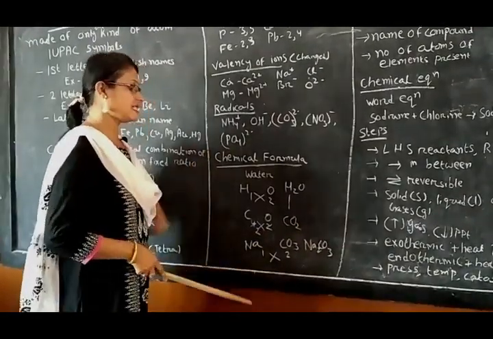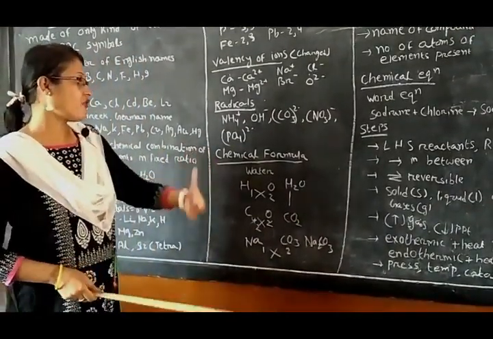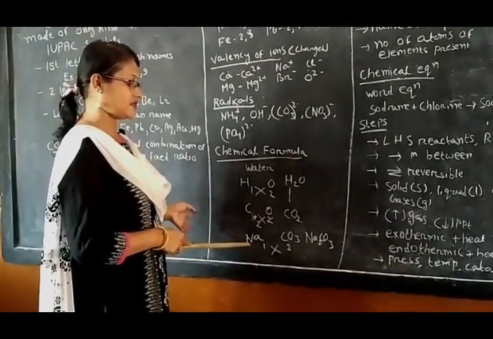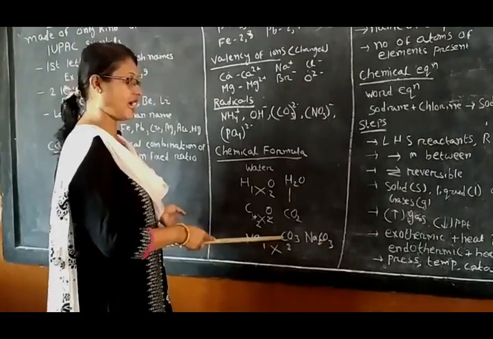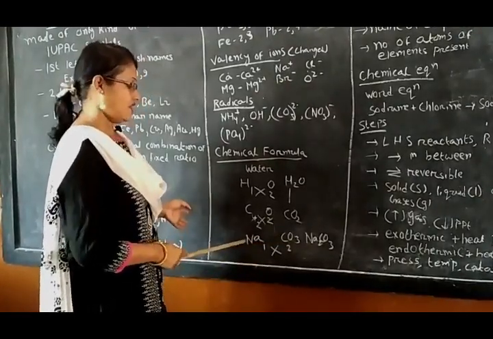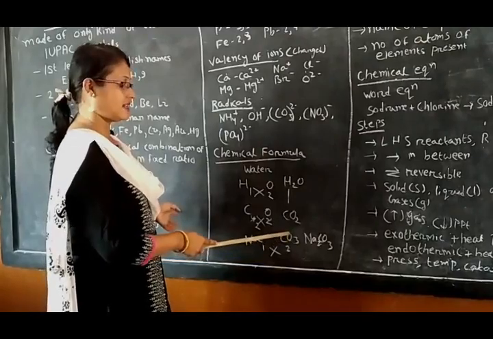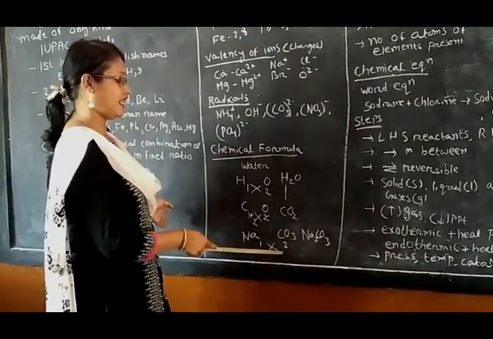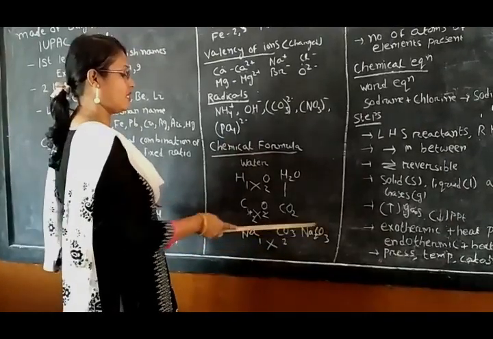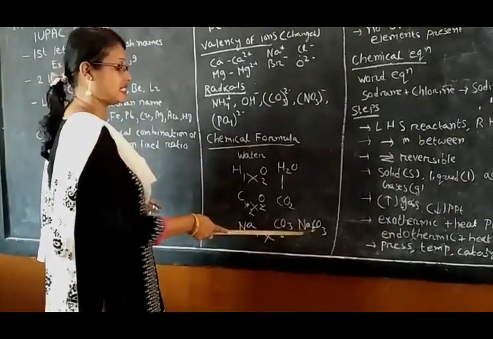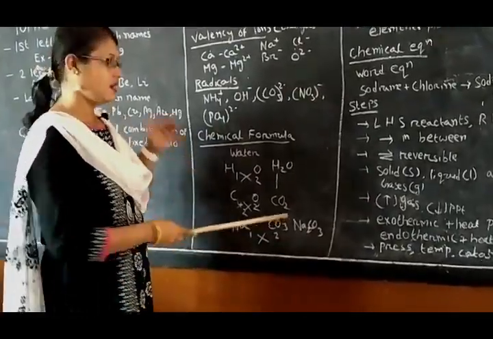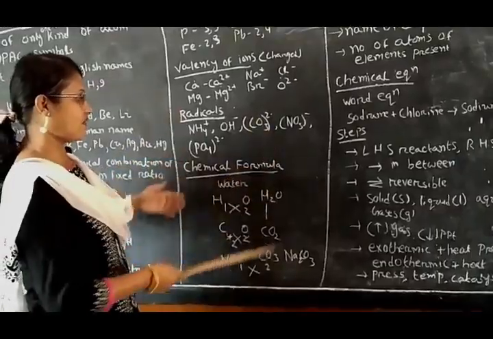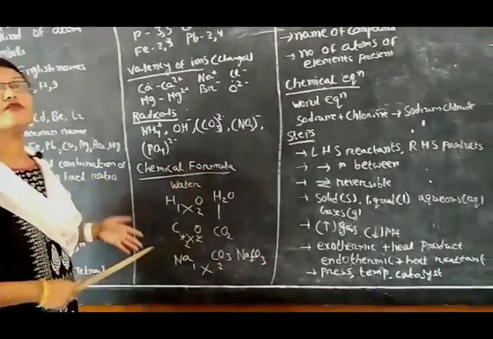Likewise, let's have a bigger, complex formula: sodium carbonate. This is the symbol for sodium, Na, and for carbonate, CO3. The valency for sodium is 1, that of carbonate is 2. Then let's interchange it. 1 will be here, 2 will be here. So the formula becomes Na2CO3. Is it divisible? No. So the formula will be Na2CO3. This is the way to write a chemical formula.